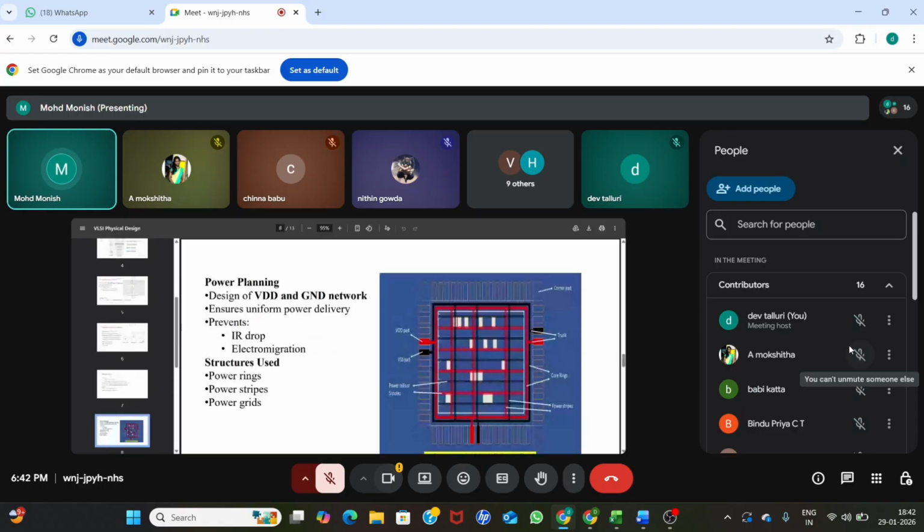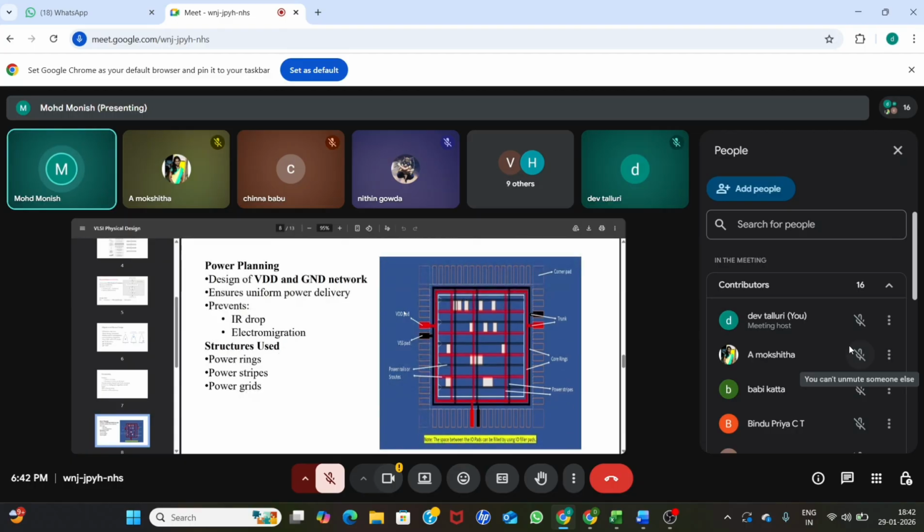Power planning. Next is power planning. We must design a network of VDD for the power and VSS for ground that delivers electricity uniformly across the chip. As you can see in this diagram, we use the power ring going around the core, and the power stripes run across the chip to prevent IR drop, voltage losses, and electromigration, where the wire is damaged due to high current.